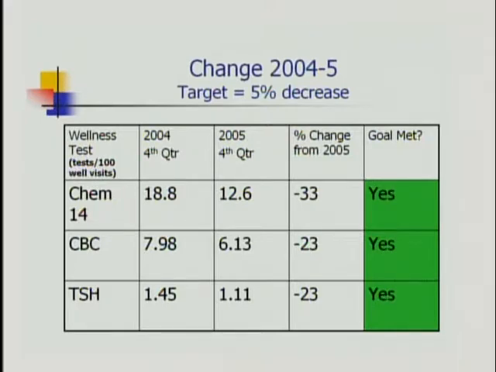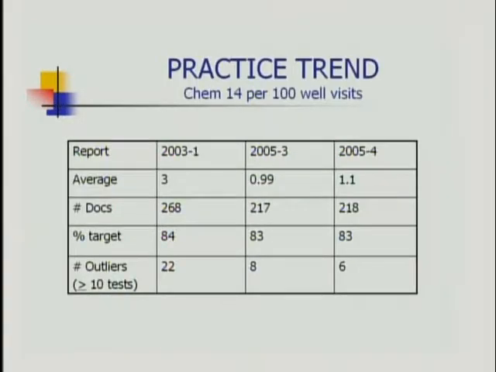In fact, I was hoping, and I would have been happy with just a modest 5% decrease. But as you can see here, we decreased the testing measures far more than that. So this looked good. And looking at our practice trend a little bit more closely, particularly with the Chem 14s, we started out with an organizational average of 3 Chem 14s per 100 well visits, and we dropped it by 1/3.